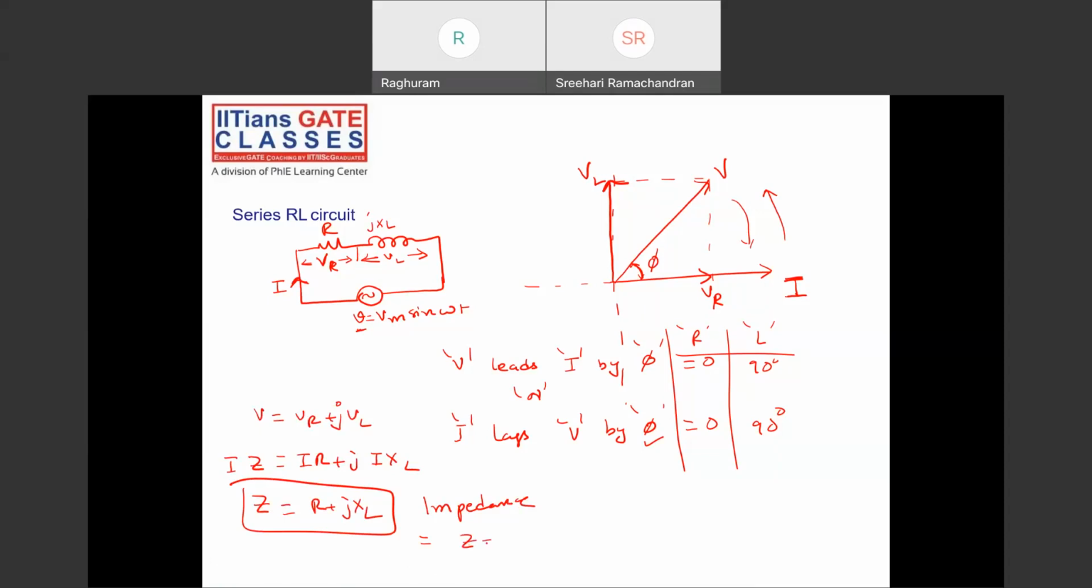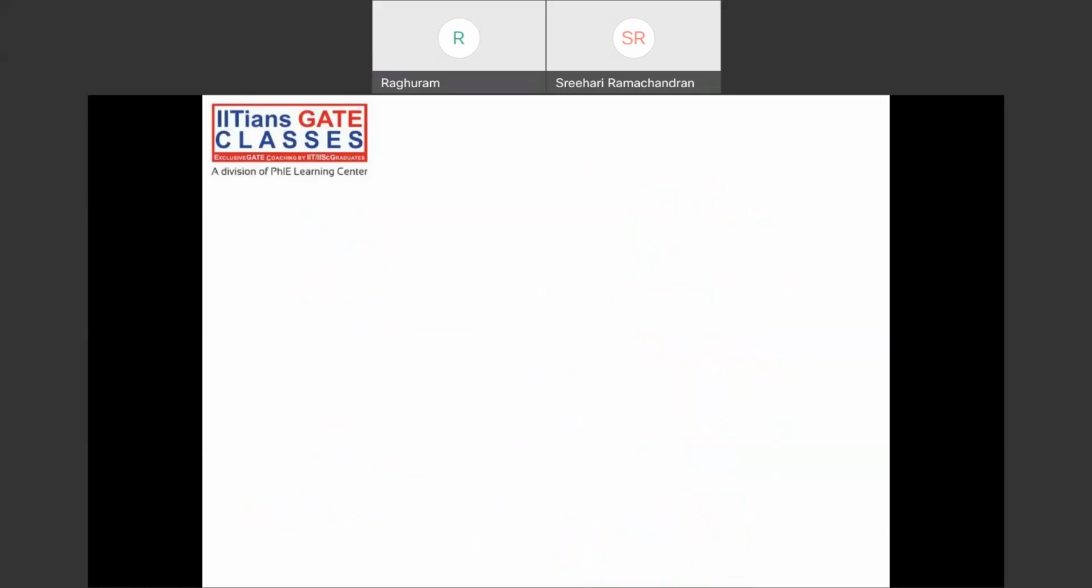I can write this as Z at an angle phi. This is capital Z. Small z is equal to the square root of R squared plus XL squared, and phi is equal to tan inverse of XL by R. This is the impedance in case of a series RL circuit.